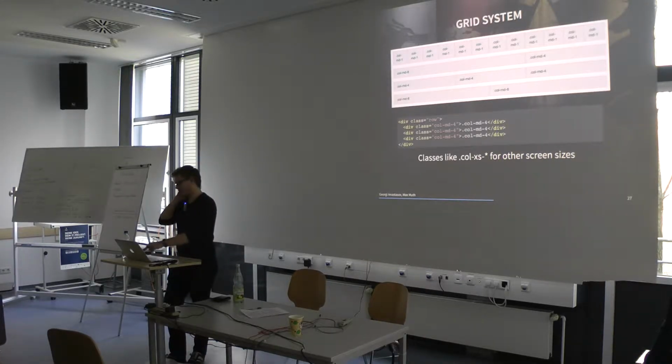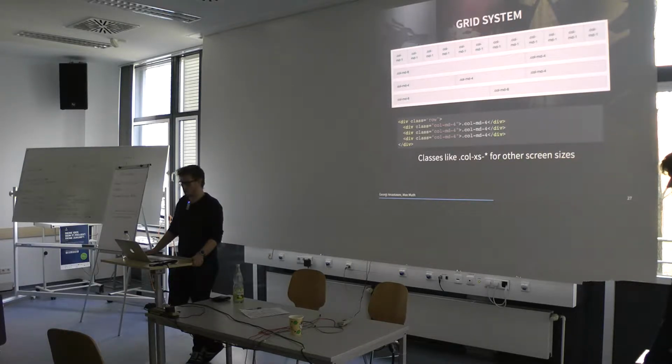As I said, or as it's pointed out in the slides, there are different classes provided by Bootstrap. For example, there's column XS or column LG for large, which target specific device sizes.